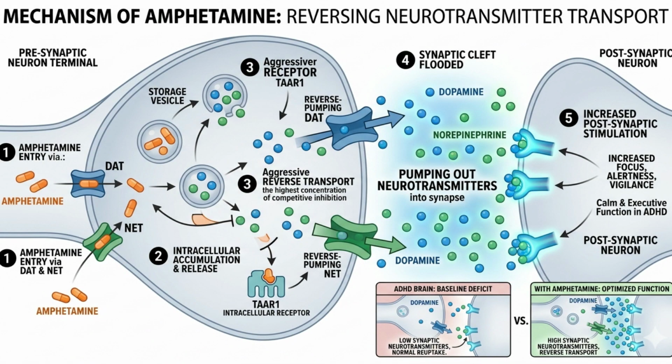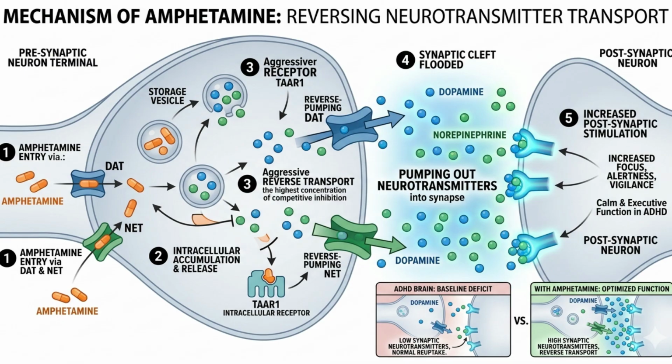Let's break down exactly what's happening in this cellular diagram. If you look at the bottom right corner inset, you can see the core issue in ADHD: a structural baseline defect where there aren't enough neurotransmitters in the synaptic cleft to maintain focus. The main graphic shows how amphetamine, represented by these orange capsules, completely reverses this setup, moving step by step from the pre-synaptic neuron on the left to the post-synaptic neuron on the right.